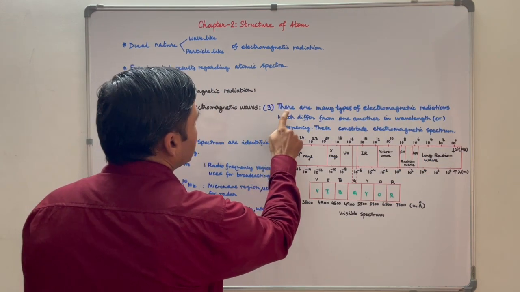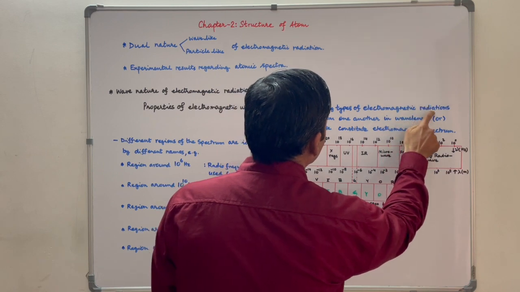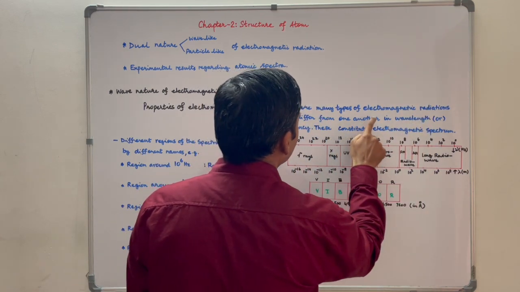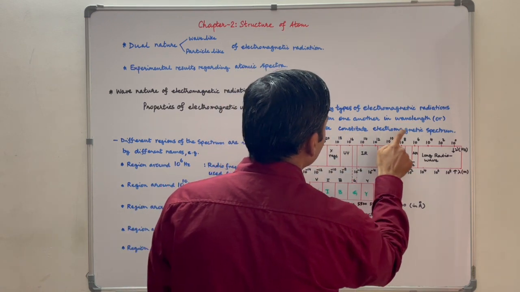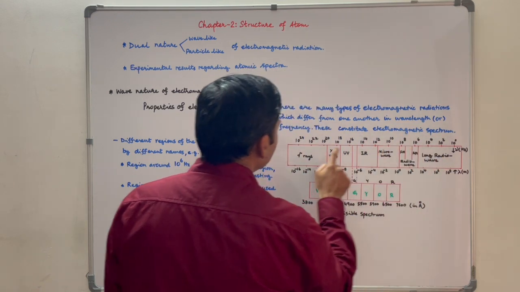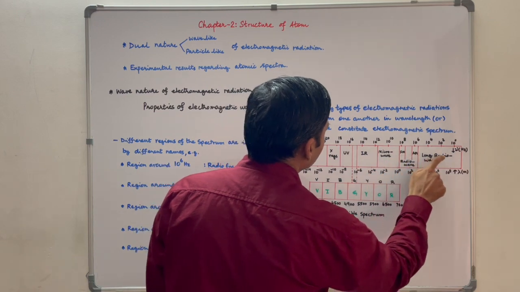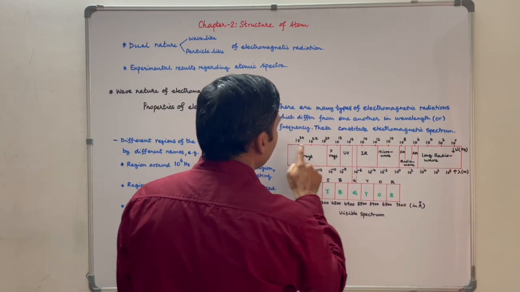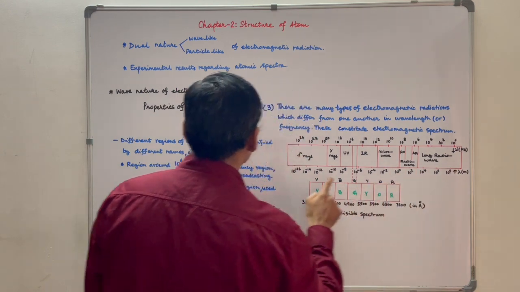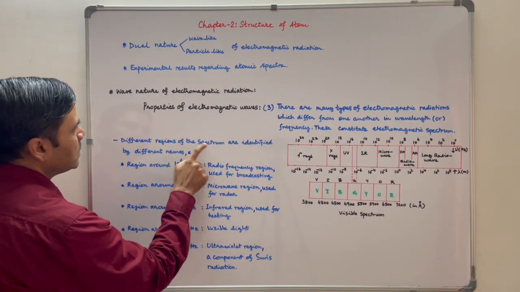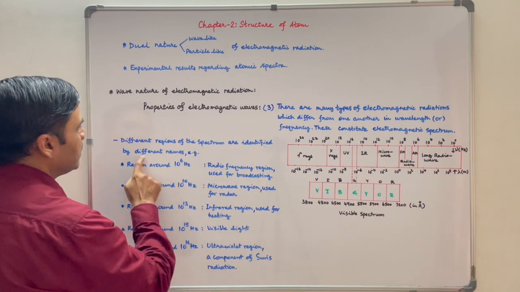Third property, there are many types of electromagnetic radiations which differ from one another in wavelength or frequency. These constitute electromagnetic spectrum. This is pictorial representation of electromagnetic waves in order of decreasing frequency or increasing wavelength. Different regions of the spectrum are identified by different names.